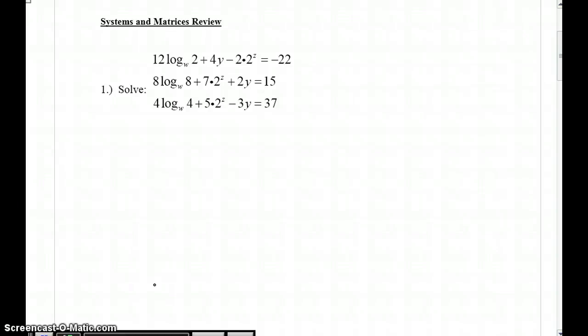This is systems, matrices, and partial fractions review. Let's start with this system with three variables, with logs, some exponents, the whole nine yards here.